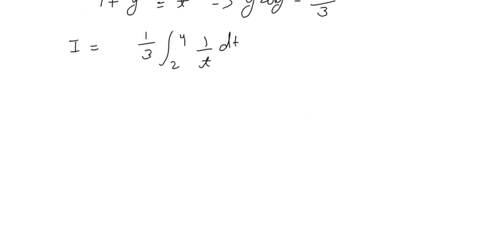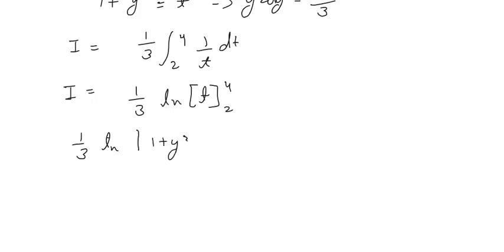Further solving it, we are heading towards the solution where I is equal to 1 upon 3 log of mod t, and the range will be 2 to 4, upper limit minus lower limit. We are applying this here: 1 upon 3 log of mod 1 plus y cube. We are substituting the value of t here, and the range will be 2 to 4.